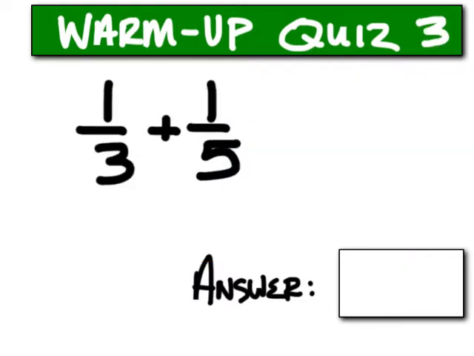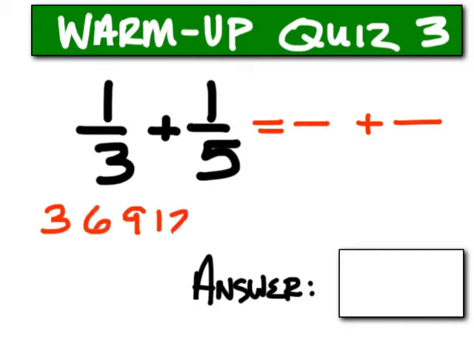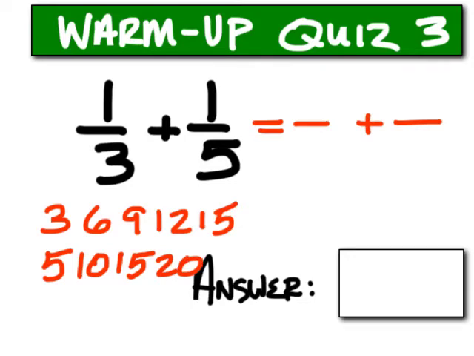Warm up number 3, 1 over 3 plus 1 over 5. To start, you need a common denominator, and to get that you need to know the multiples of 3, which would be 3, 6, 9, 12, 15, and so on. And for 5, the multiples are 5, 10, 15, 20. The lowest number that shows up in both of them is what?